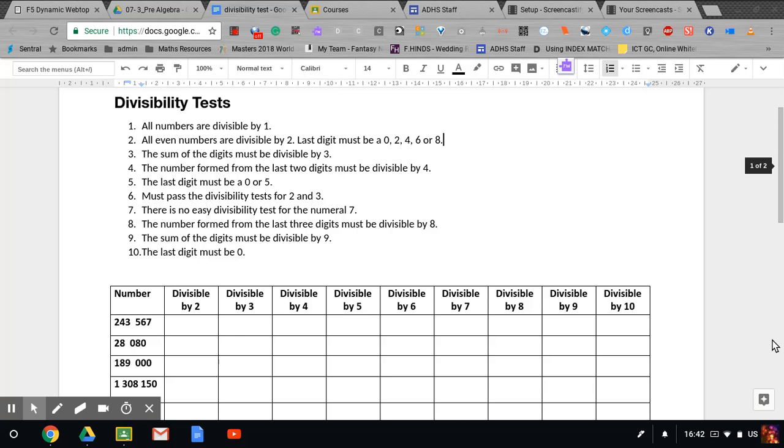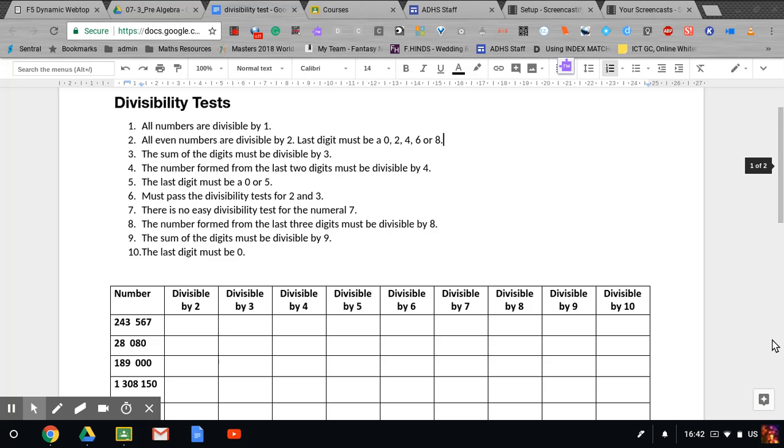4, the number formed from the last 2 digits must be divisible by 4. 5, the last digit must be a 0 or a 5. 6, now 6 is a combination of divisibility test 2 and 3. So if it's divisible by 2 and it's also divisible by 3, then it will be divisible by 6. 7, bad luck. There is no easy way apart from dividing 7 into the number.